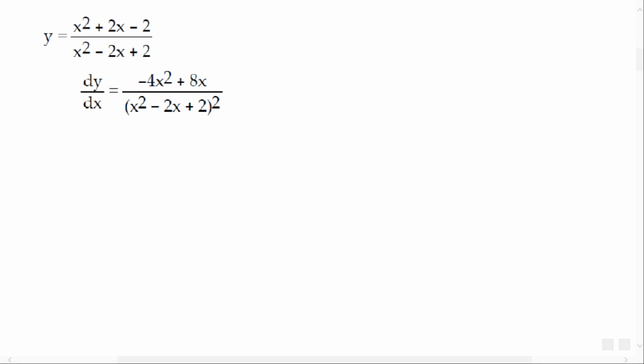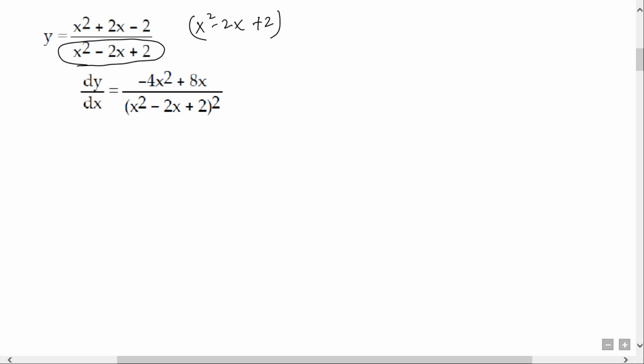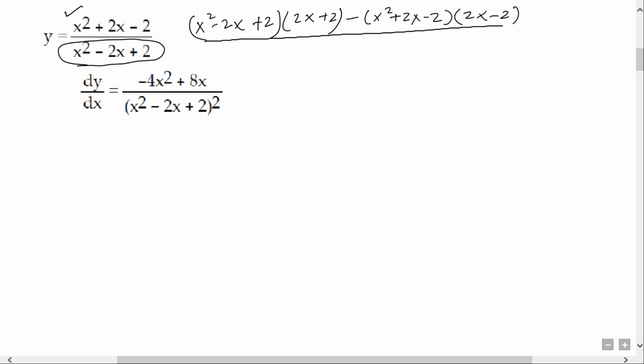Now, working this problem, we get the denominator, which is x squared minus 2x plus 2, times the derivative of the top, which is going to be 2x plus 2, minus the top, which is x squared plus 2x minus 2, times the derivative of the bottom, which is 2x minus 2, all divided by the denominator squared, which is x squared minus 2x plus 2 quantity squared.